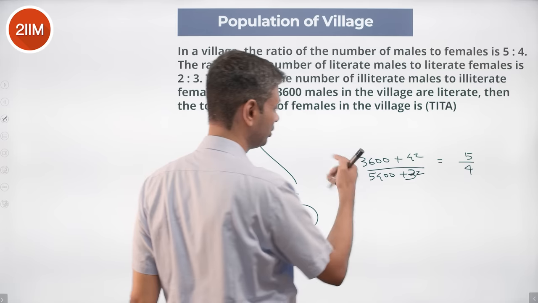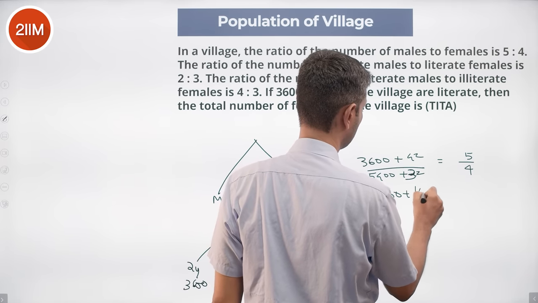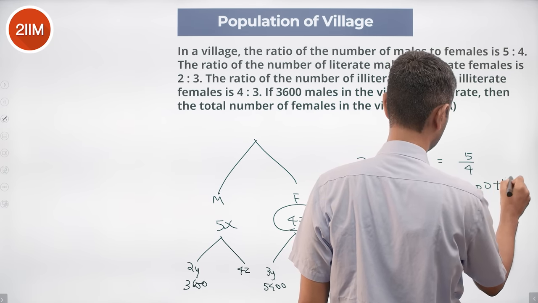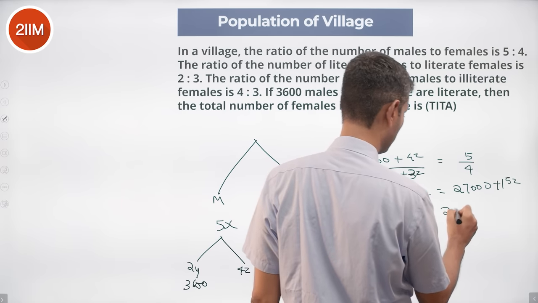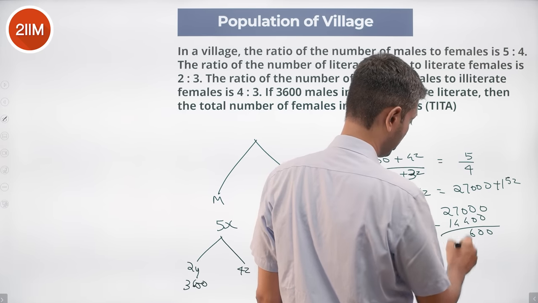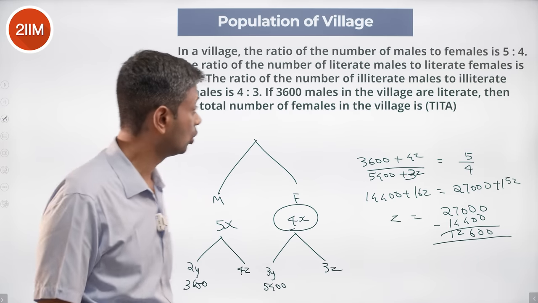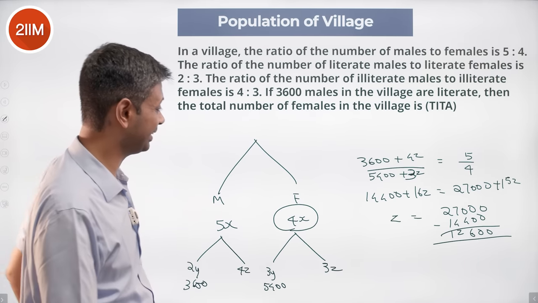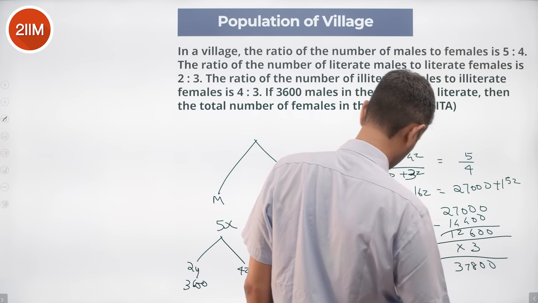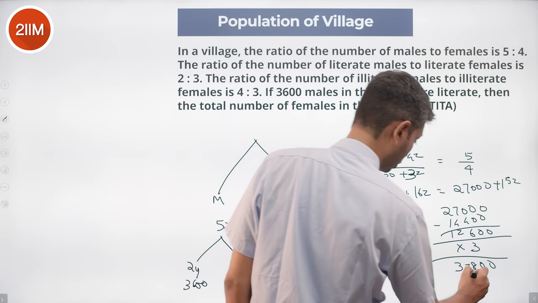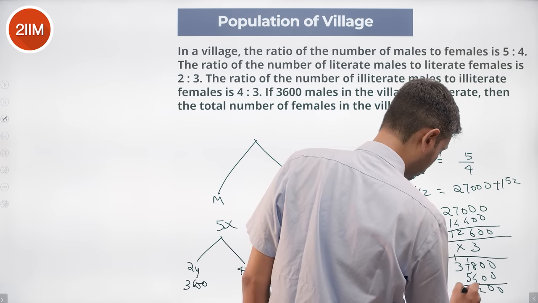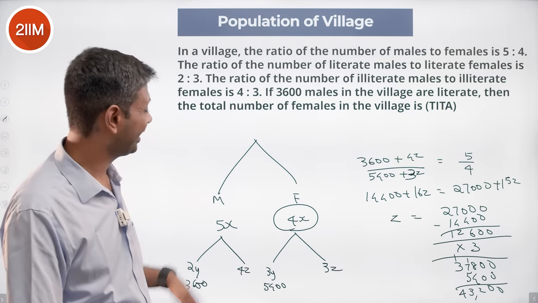Lovely. How do we do this? Cross multiplying. This is 14,400 plus 16z is 5,400 into 5, which is 27,000 plus 15z. Z equals 27,000 minus 14,400. This is 12,600. What do we need to find out? Total number of females in the village. 5,400 plus 3z. We need to do 3 times this into 3. 37,800 plus 5,400. 43,200 females are there totally in this place.